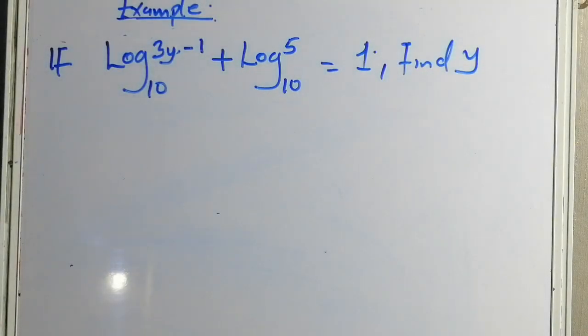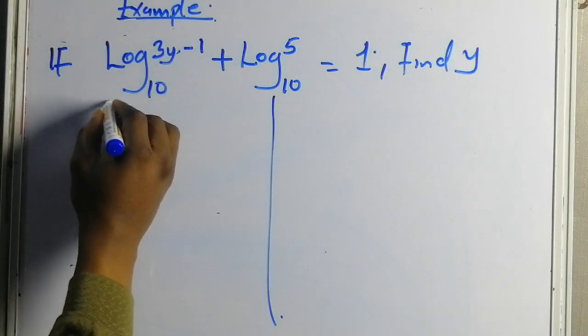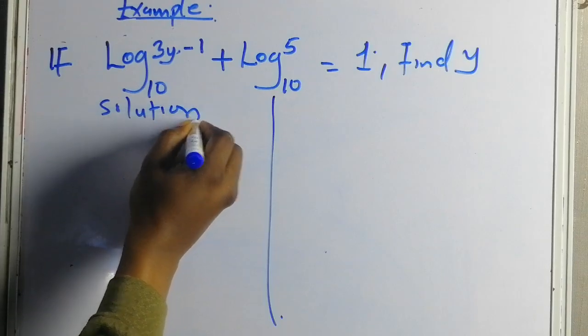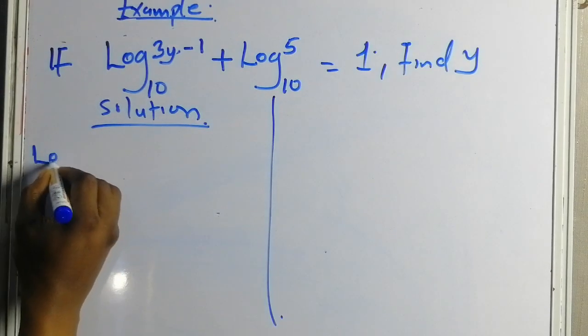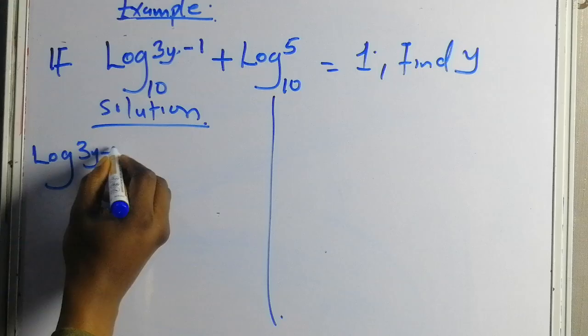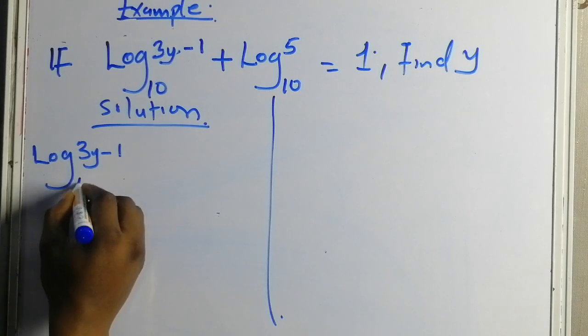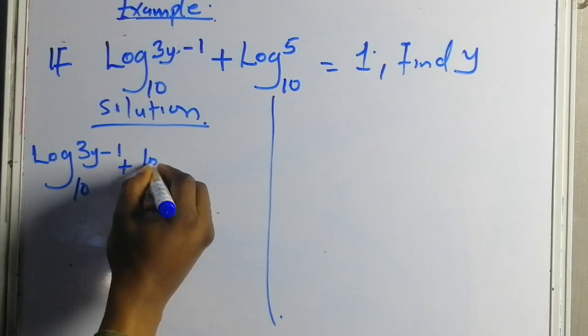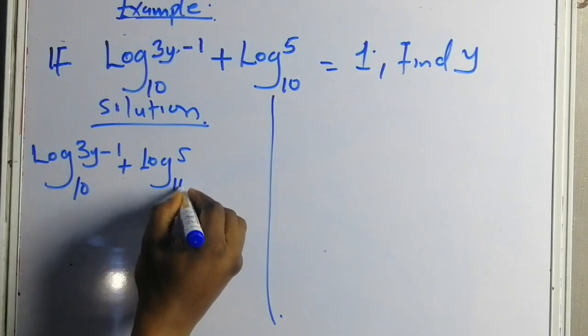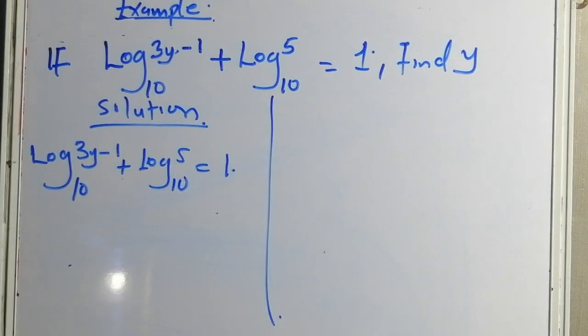So like I said, it's not compulsory that you use x. What we're trying to do here, we're looking for y. So at the end of the day, I can have a solution here. So I have my log of 3y minus 1 base 10 plus what? Log 5 base 10 equals what? 1. It's as simple as that.